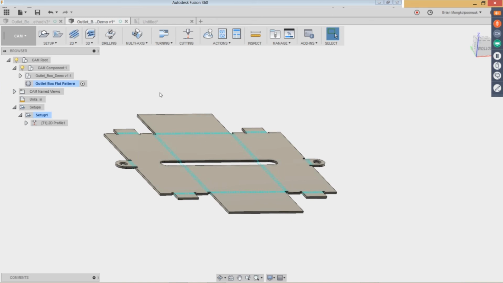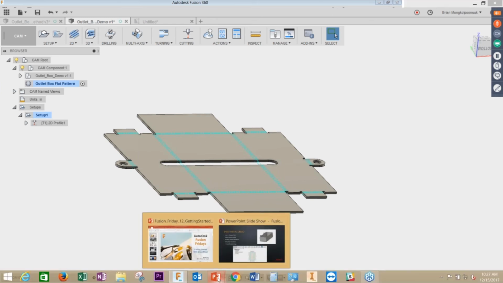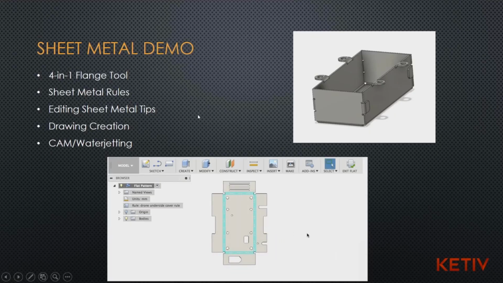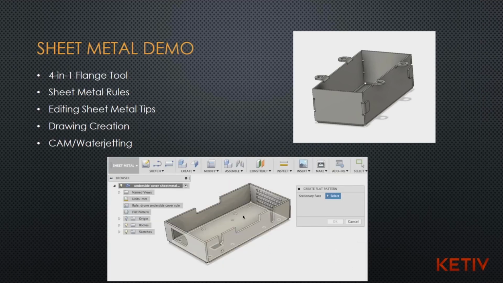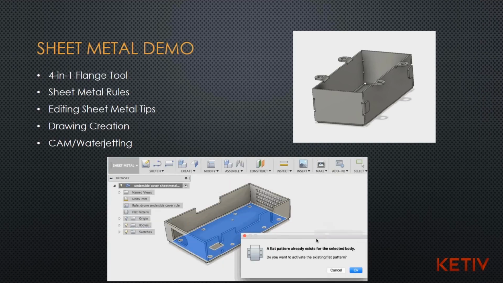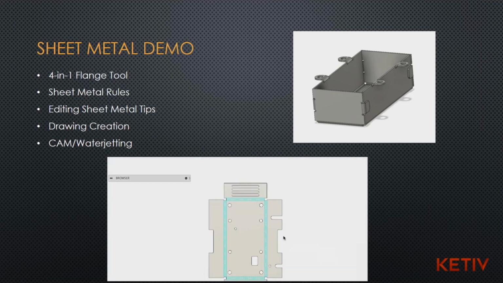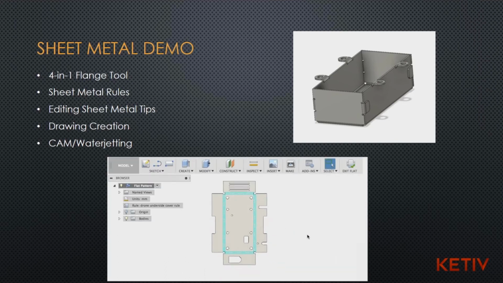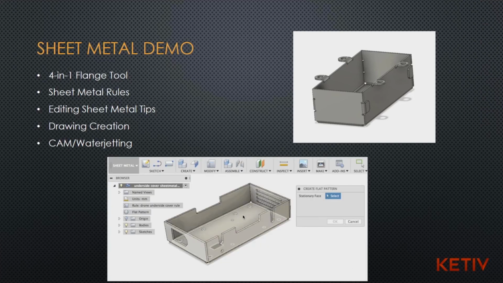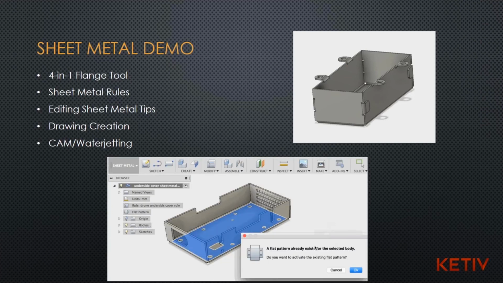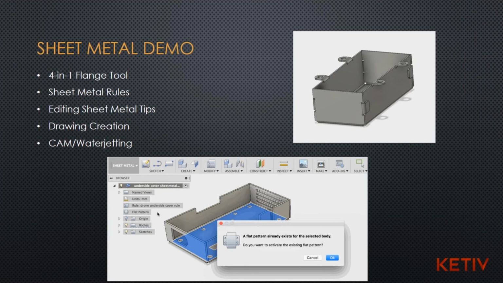Cool. All right, so we'll go ahead and go back to the PowerPoint here. So I just showed you guys how to create a sheet metal from scratch, how to create the flat pattern for it, how to fold and unfold it, create drawings from it as well as create tool paths to CAM it. So pretty much the whole entire process from design to fabrication right there.